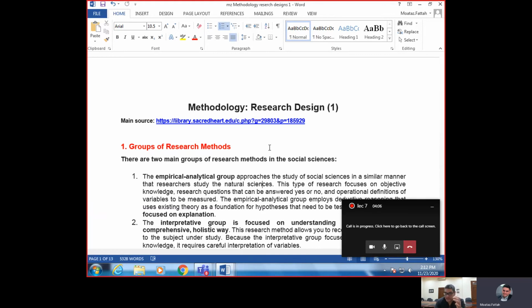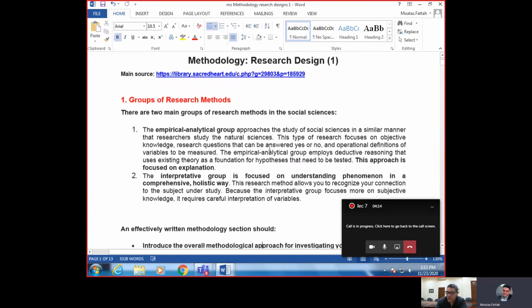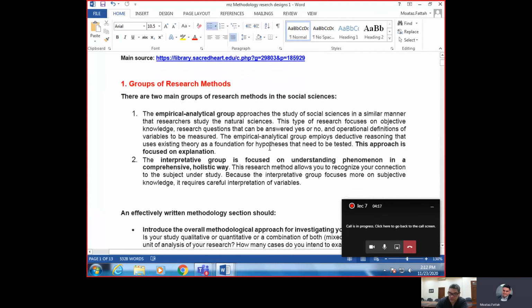Let's be clear first that we have 2 big types of research methods, and you need to be aware of what you are doing as a researcher, as a student doing research. There's something called empirical. Please spend some time understanding what empirical is. The empirical analytical group of approaches study social sciences and political science in a similar manner that researchers study in natural sciences.